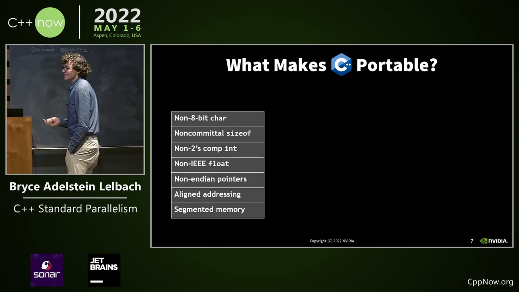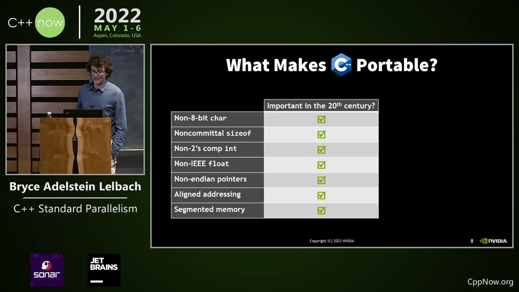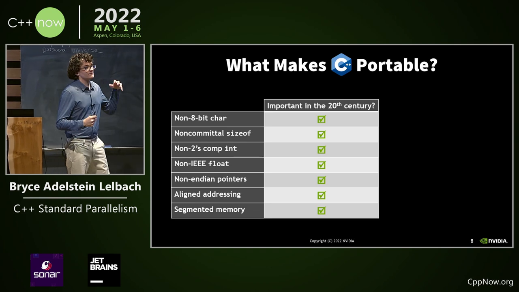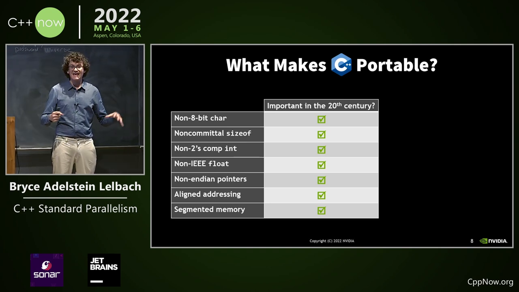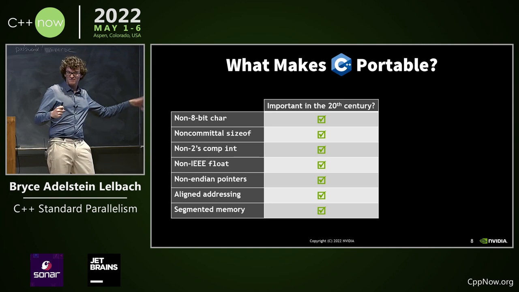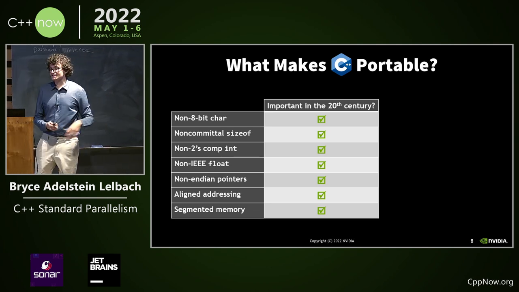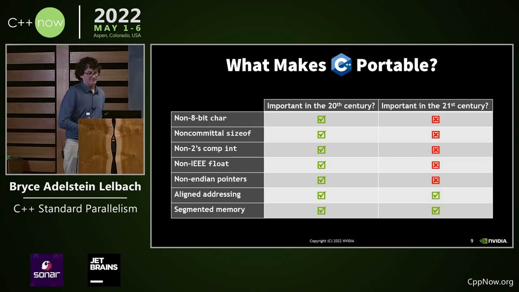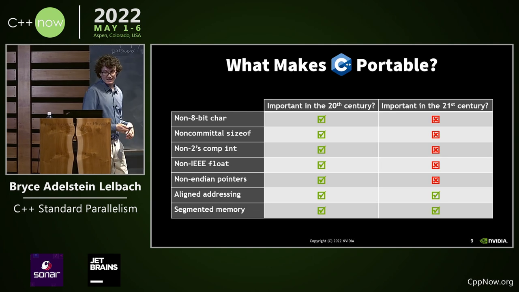But the reality is that while this was important in the 20th century because there was a lot of divergence between platforms, today we've pretty much settled on one answer for all of these questions. And so most of these things are no longer important, and no longer the thing that actually makes C++ portable. So these are not really relevant these days.